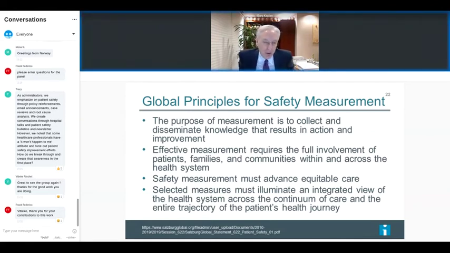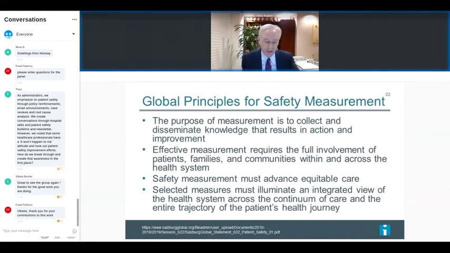The second principle, effective measurement, requires the full involvement of patients, families, and communities within and across the health system. I mean, why are we here? We're not here to generate more research papers. We're not here to populate think tanks or to put in place global principles. We're here to serve our patients, their families, and our community. And so by engaging them in the design and the usage of effective measurement, we are able to make it come alive at the front lines.